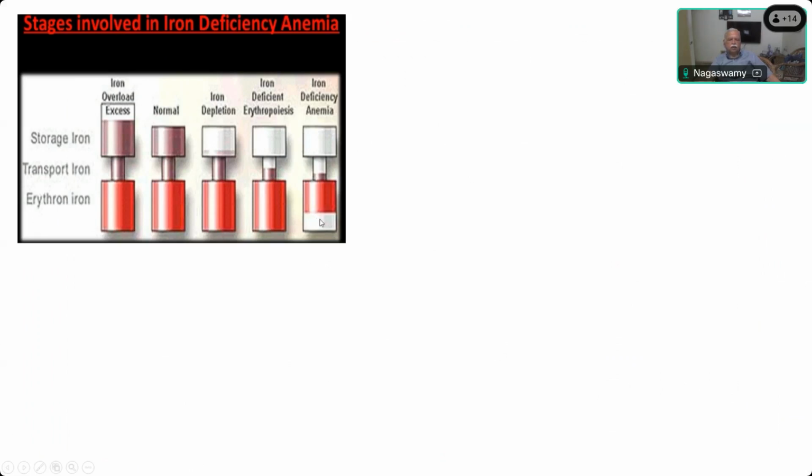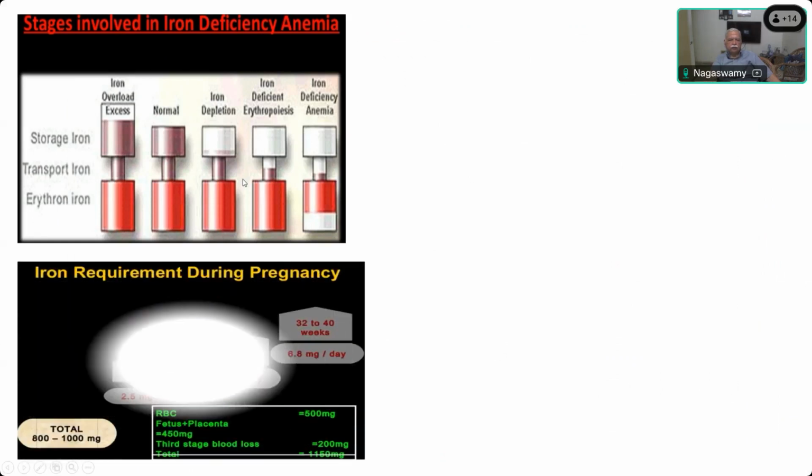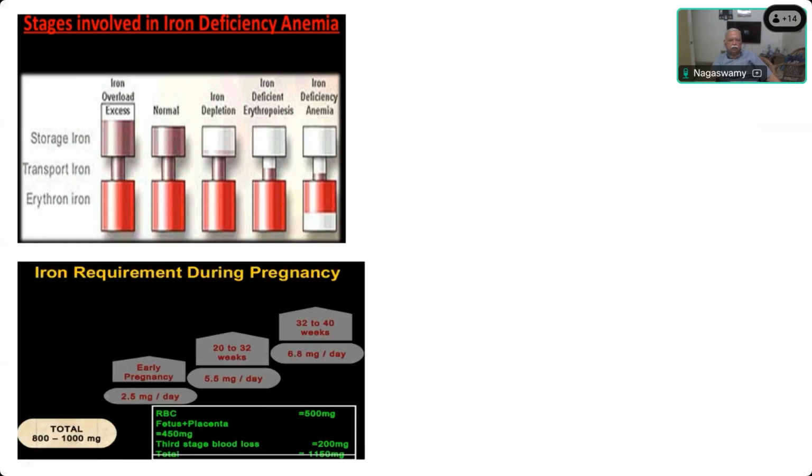So you find this is less red and it becomes pale. So you get the microcytic, microchromic anemia. So these are the changes which you see in the picture. And what is the iron requirement per day?